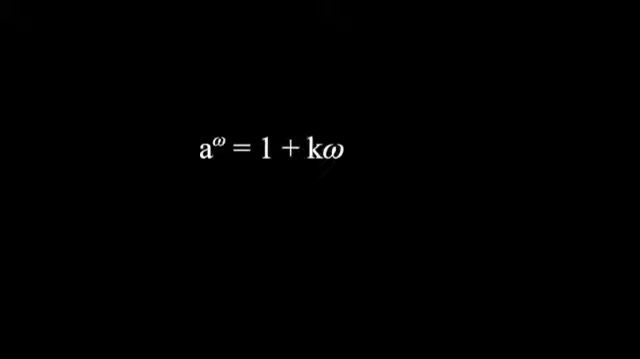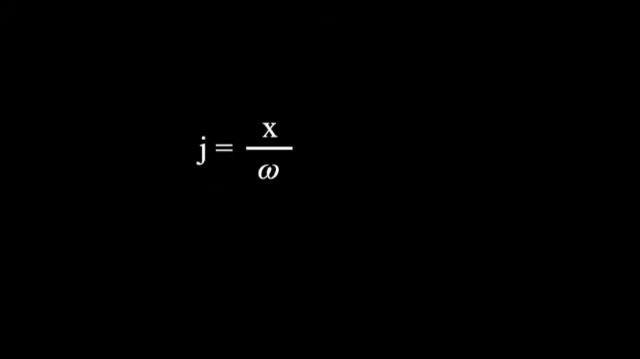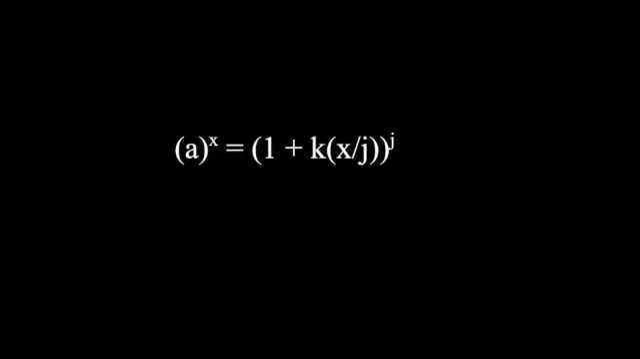So we raise both sides of the equation to the j power, and since we know j is x over omega, the omegas cancel out, and we get a to the x equals (1 plus k omega) to the j. And since j equals x over omega, omega equals x over j. And we get a to the x equals (1 plus kx over j) to the j. Now's the time that we apply the binomial theorem.